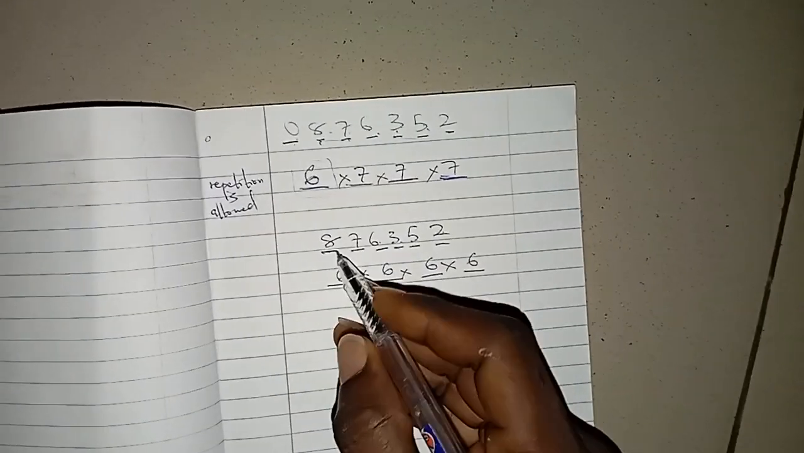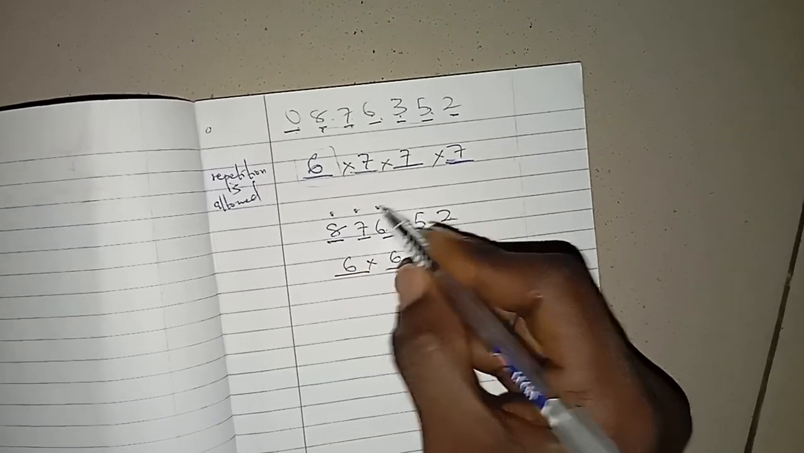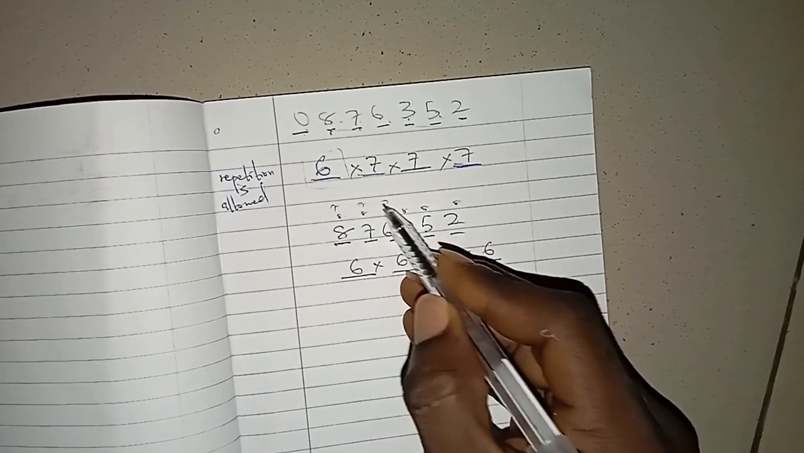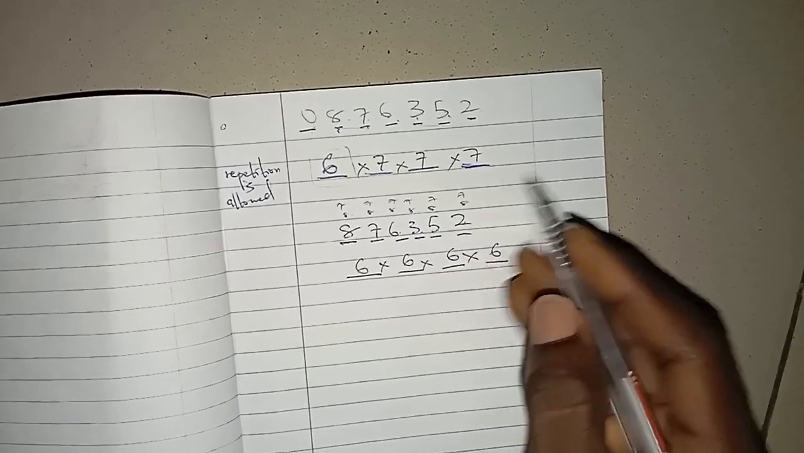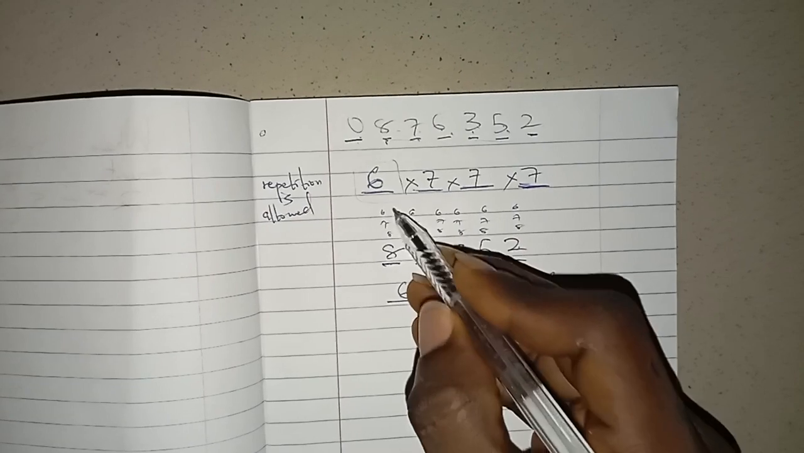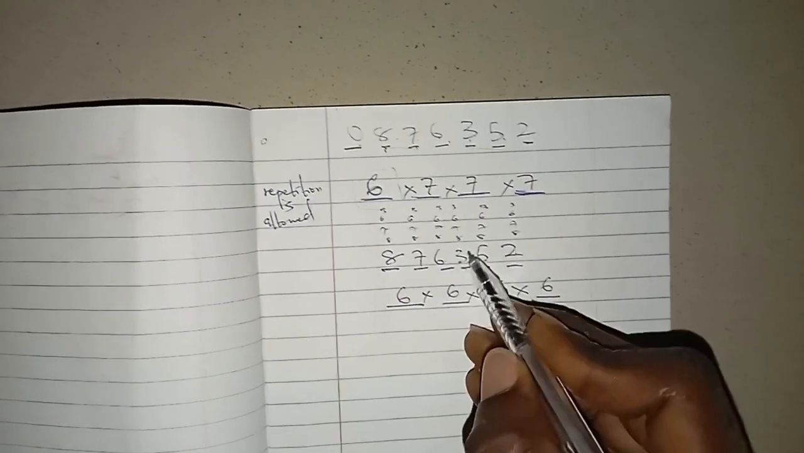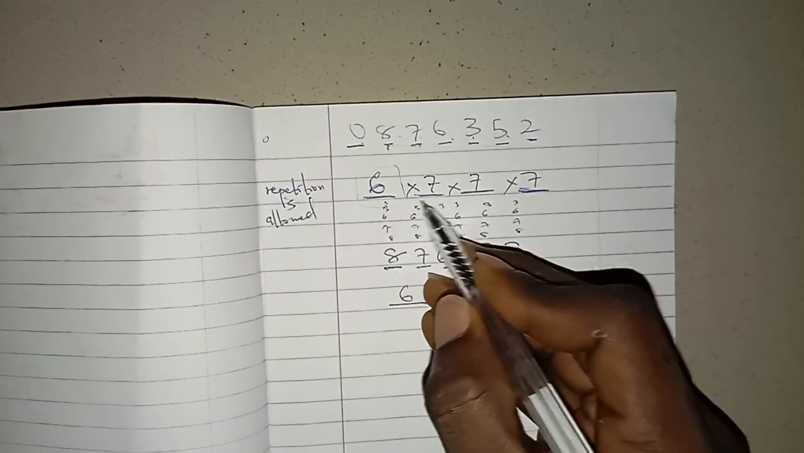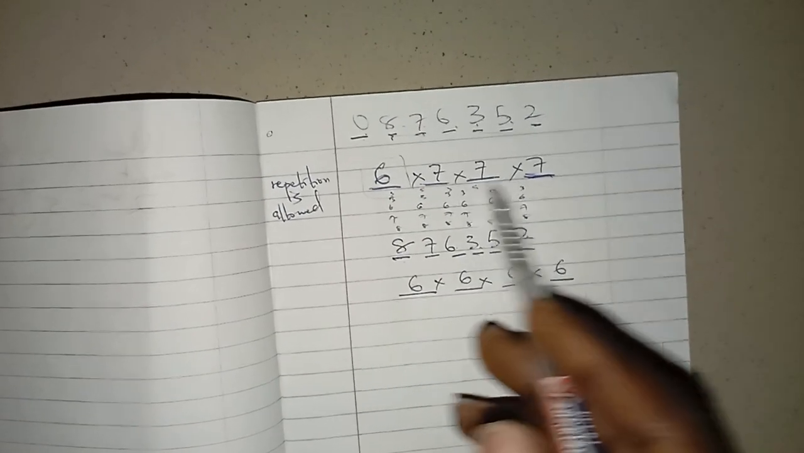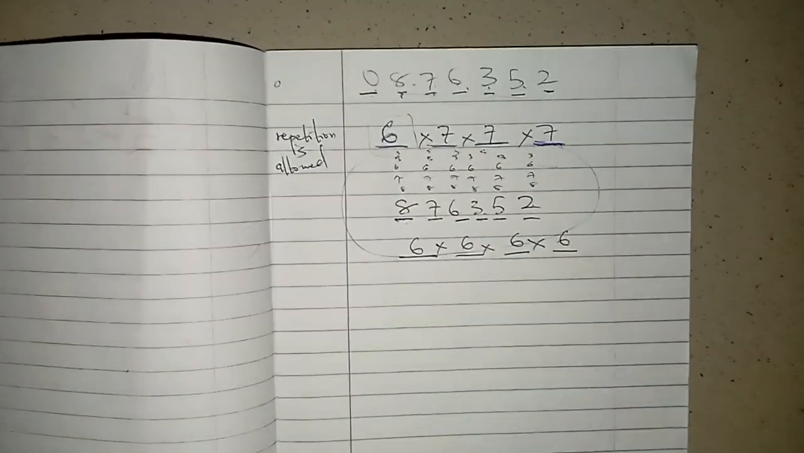So what this means is that 8 can occur in these 6 places. Since repetition is allowed, 7 also can occur in these 6 places. 6 can also occur in these 6 places. 3 can also occur in these places. And even 5 can occur in these 6 places. So for that reason, whenever you are given this kind of thing, what you just do is simply say the number of places, multiply it.